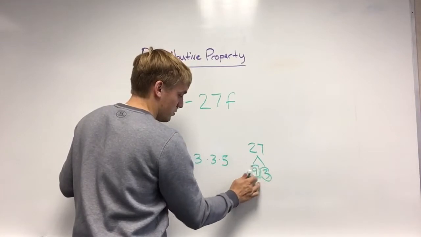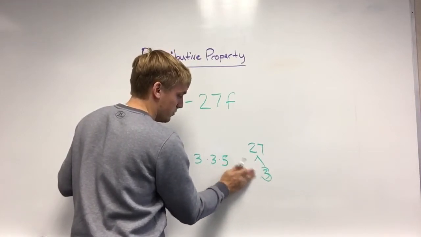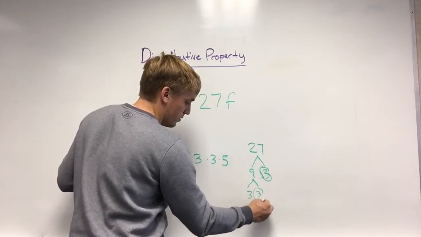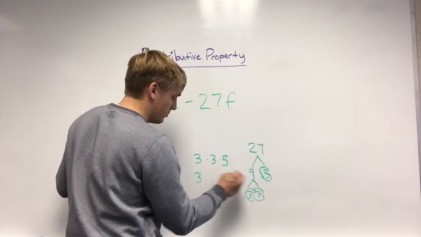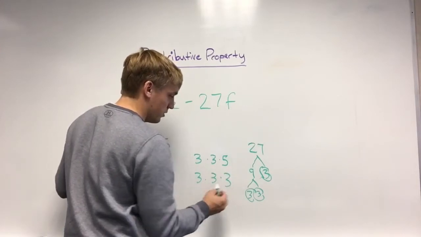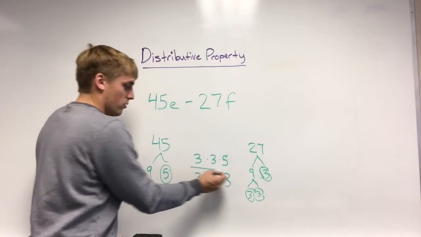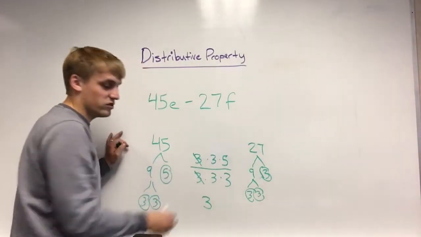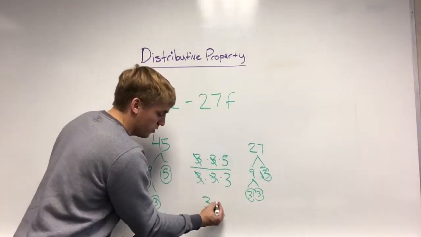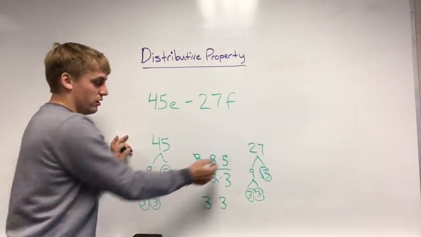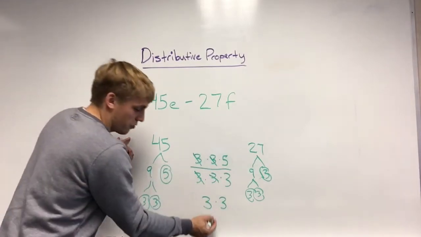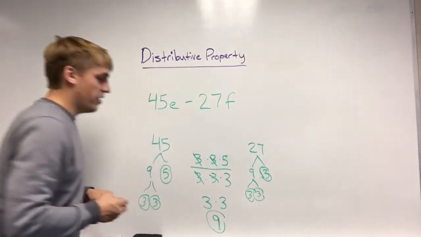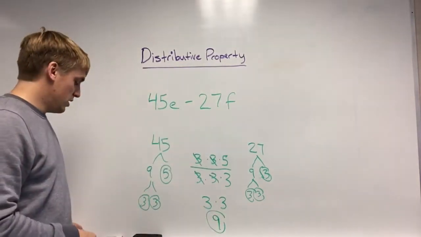Oops, that's not prime. 9 is not prime. 3 is prime. 9 we have to keep going. So we have 3 times 3 times 3. What do they have in common? They have a 3, so we write it one time, cross it off on both. They have another 3, write it one time, cross it off on both. They don't have anything else in common, so 3 times 3 is 9. So the greatest common factor between 45 and 27 is 9.